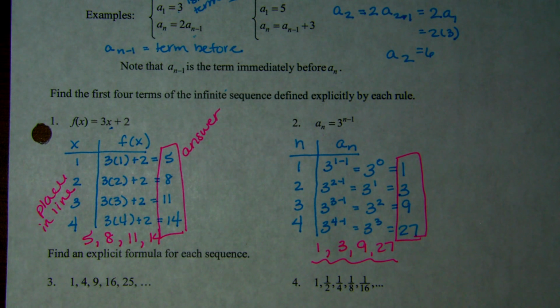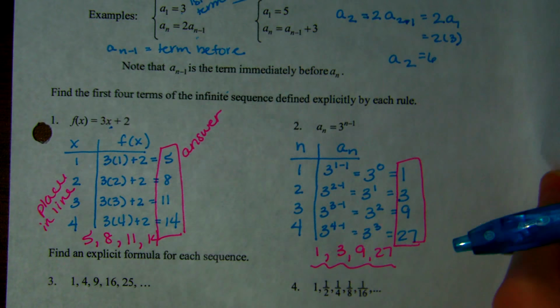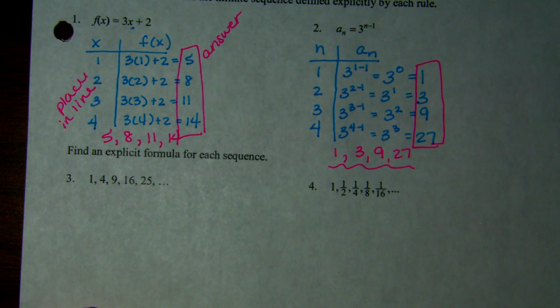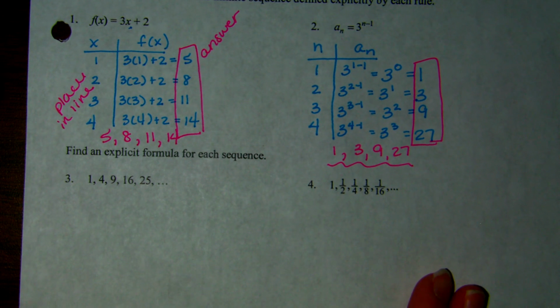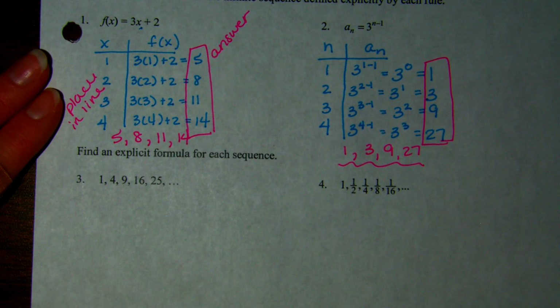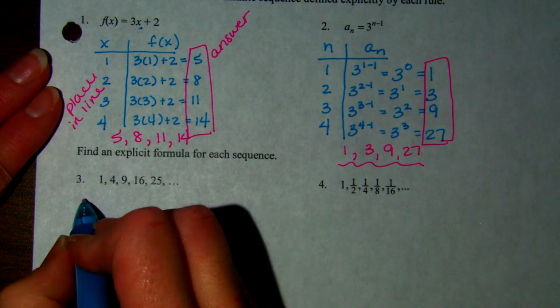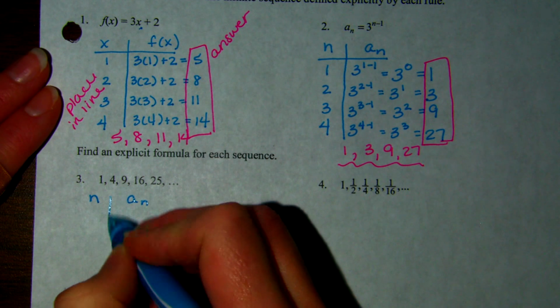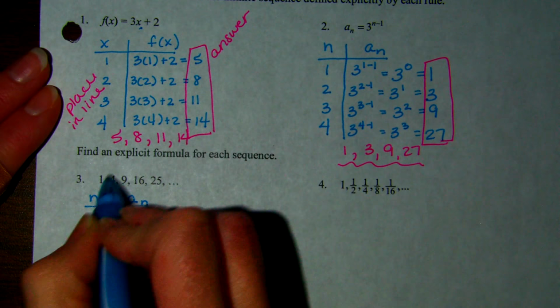All right, the next couple of examples want us to find the explicit formula for each sequence. And again, explicit just means that your formula does not involve any of the previous terms. So when we look at 3 and 4, what we're doing is we're looking for a relationship between position and the term. And I find it is extremely helpful to actually put your terms in a table and then look for the relationship. So here, again, our table is n and a sub n, and what I'm going to do is take these numbers and put them in the table.